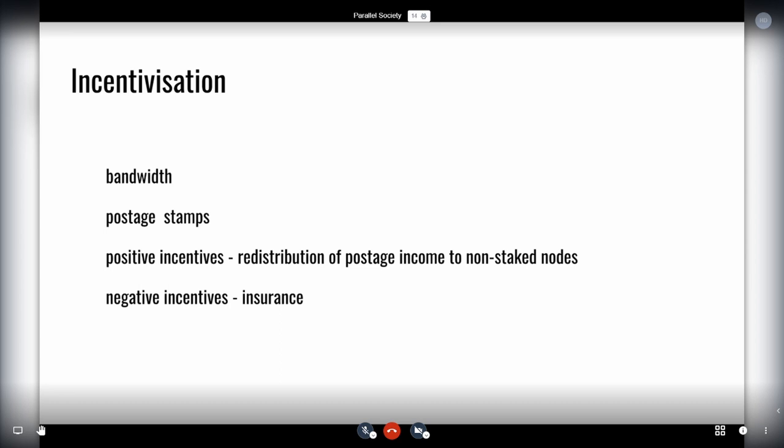And of course, even if the positive incentive is a good one, if you have your personal data backup or your birth certificate on Swarm, then you don't want the 99.9%, but you want the six 9s at the end, at least. So this is where insurance comes in, and it's in the future the fourth stage of incentivization.